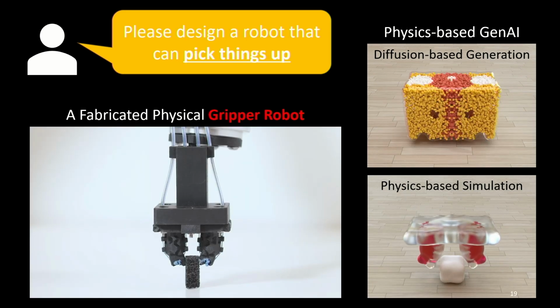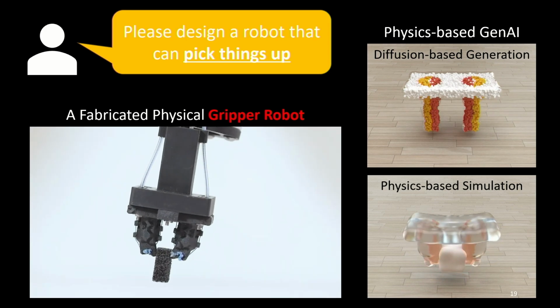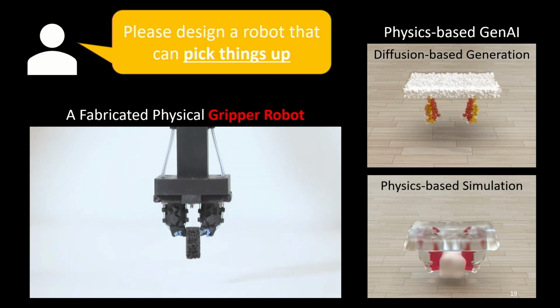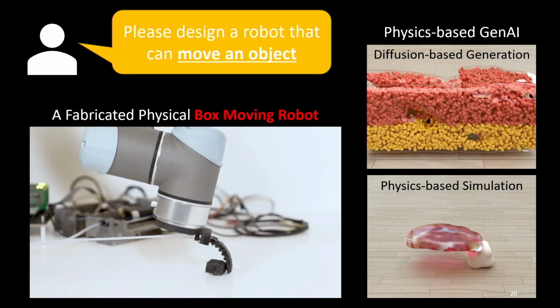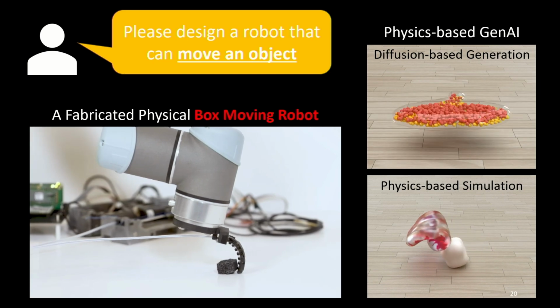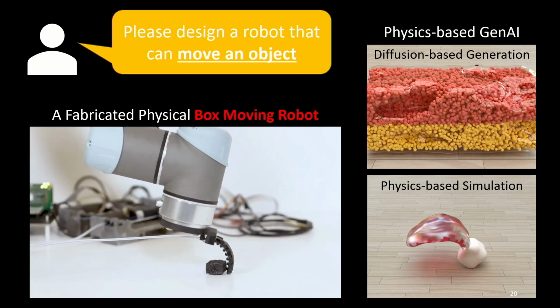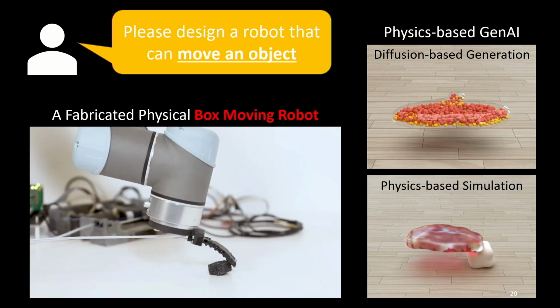There are other examples. For example, this is designing a robot that can pick things up. And we also showed that it can work in physics simulation and also the physical world. And this is another example where we design a robot to move an object. So it basically knows how to generate a robot that can sort of curl and drag the object.